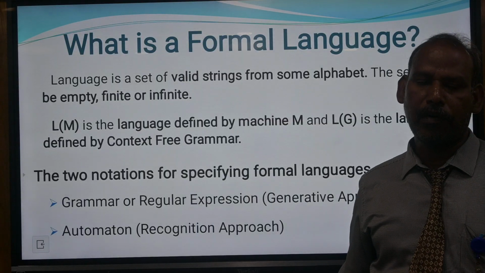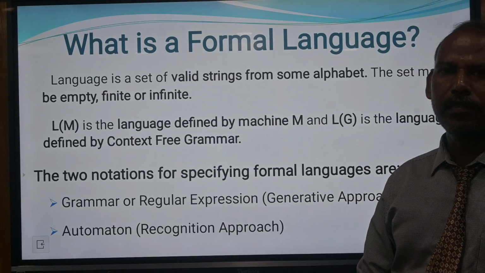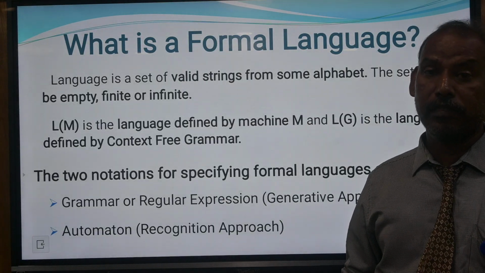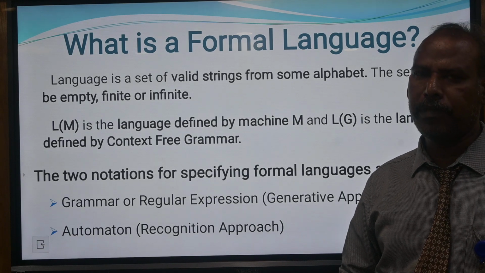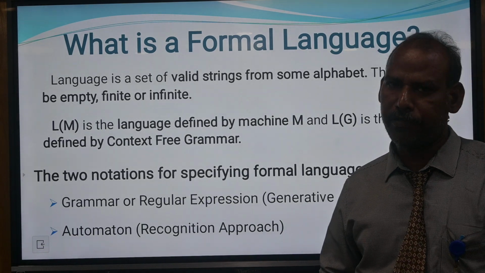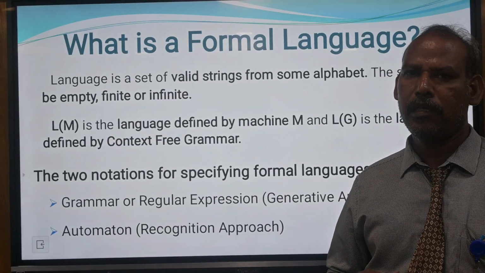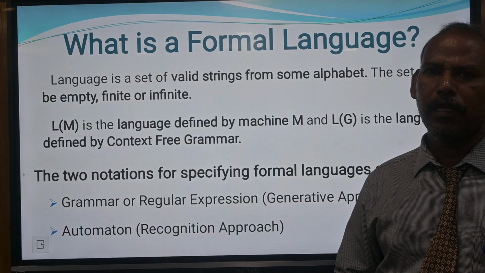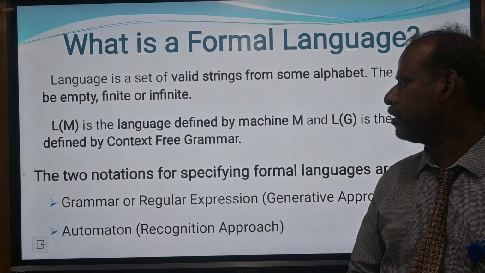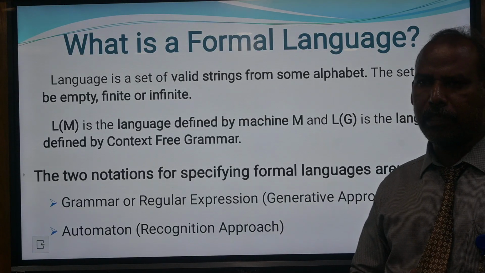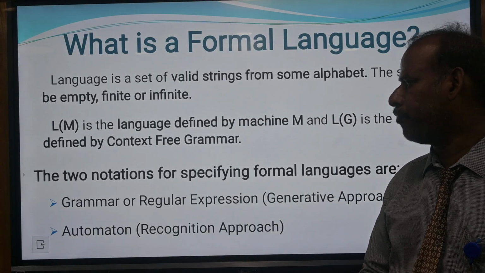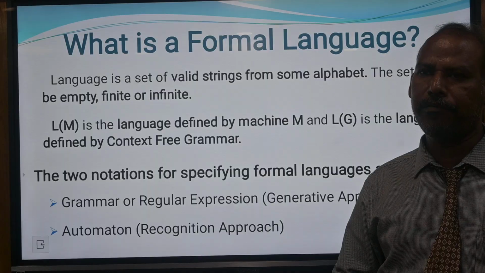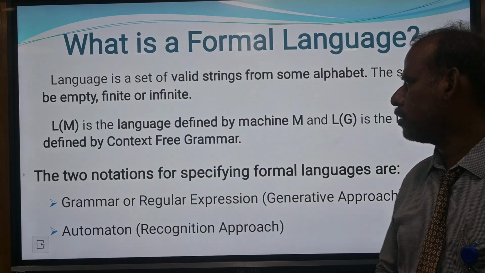So next, what is a formal language? A formal language is nothing but a language. We have a set of valid things. What does a set of valid things mean? That is an empty set, whether finite or infinite. Finite is countable, infinite is uncountable. We denote a language with L of M, that is a language defined by the machine M. We can also use L of G, that is a language defined by the context-free grammar, that is L of G.